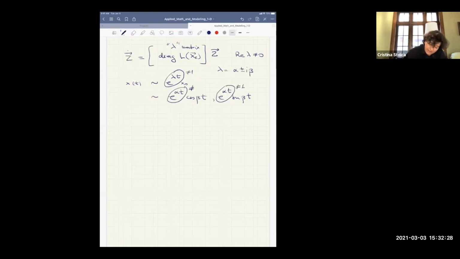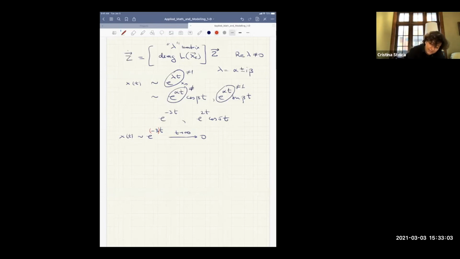It's never one. It's like e^(-3t), or like e^(2t) cos 5t, right? But it's not zero. It's never zero. And once it's not zero, we can take the limit, right? So if we have x of t like e^(-3t), the limit is zero as t goes to infinity, right?